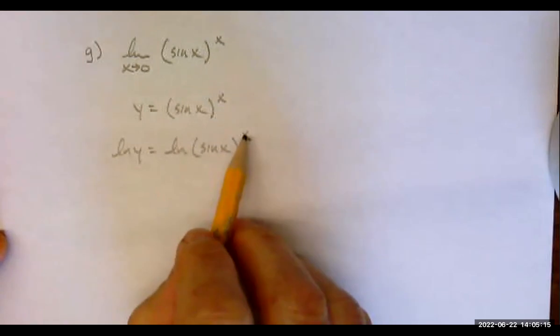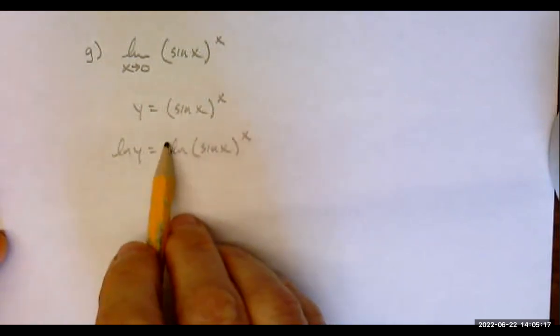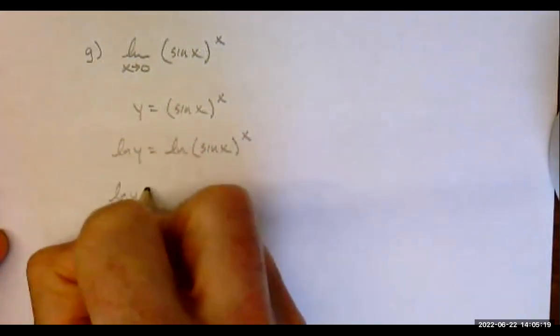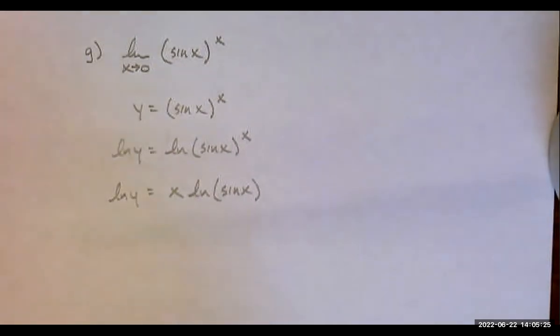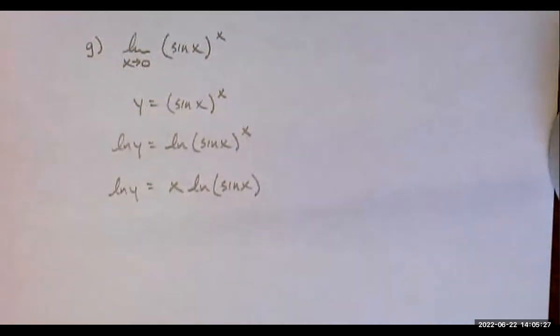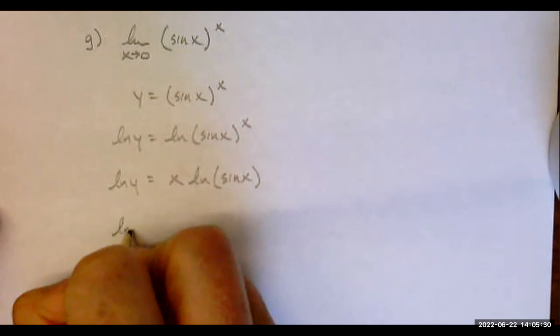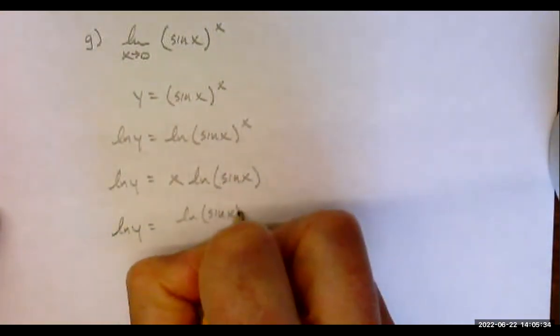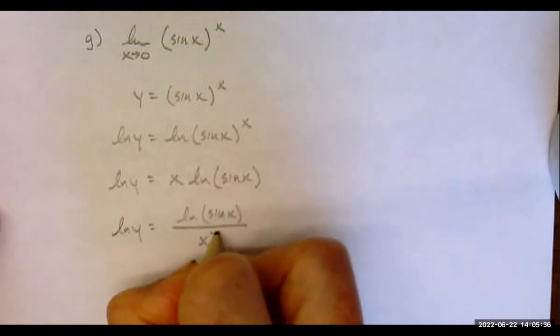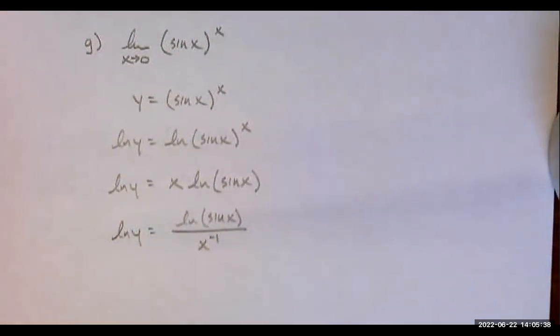Once we have the natural log of both sides, that allows us to move this x down in the front, giving us a product. But even that is not going to be helpful with L'Hopital's rule. You need to make it a ratio. Let's go with the natural log of sine x over x to the -1. And now we've got a ratio.